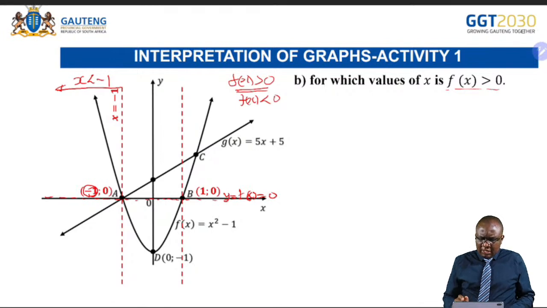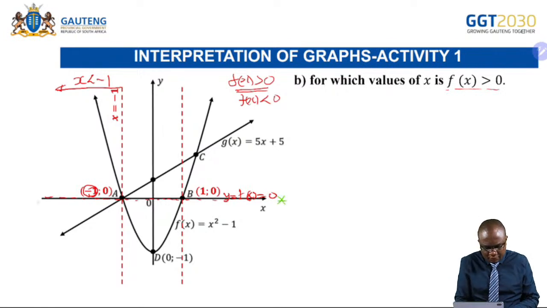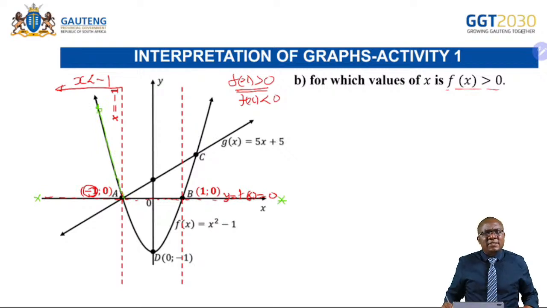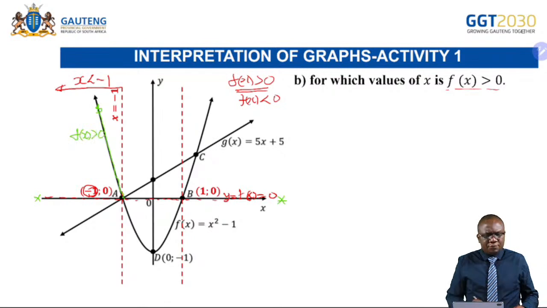Right. Okay. We have f of x. Remember we have our dotted line here. So f of x on the left of the red dotted line is from here going up. Where is it? It is above the x-axis. So f of x is greater than 0. Okay, so here f of x is greater than 0.